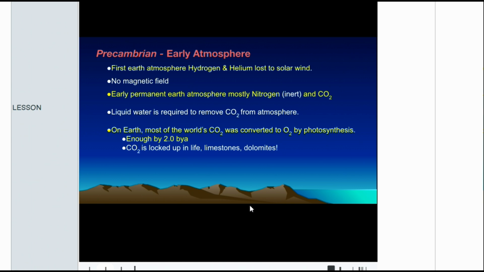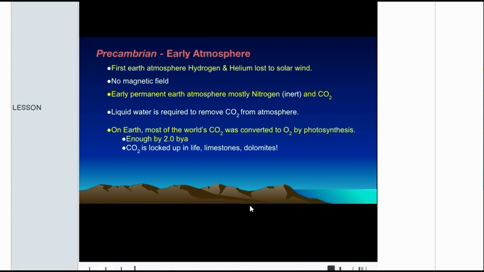Okay, so again, we're going to stick with only the yellow. So our early atmosphere was hydrogen and helium, but we lost it to solar winds because we did not have a magnetic field at the time. Once we started developing the core and we started spinning around it and developed that magnetic field, we were able to keep an atmosphere in place, and it was mostly nitrogen and carbon dioxide, again from volcanoes and comets.